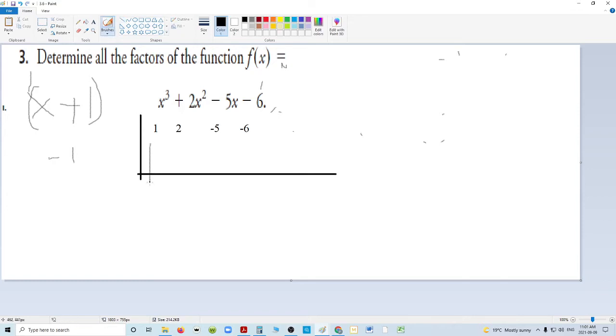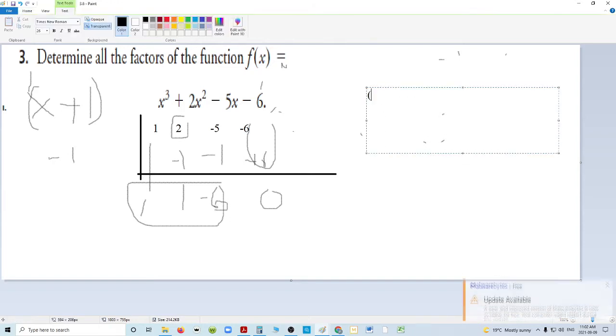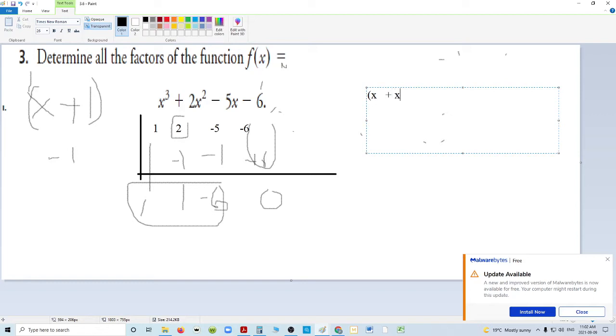You bring down the 1, you multiply by minus 1, it goes up here. Then you add these together, you get 1, you multiply by minus 1, you get minus 1. When you add these together, you get minus 6, you multiply it by minus 1, and you get plus 6. And you can see that these last two do indeed cancel out for a remainder of 0, which means these are the leading coefficients for your quadratic. So you get 1x squared plus x minus 6, like this.